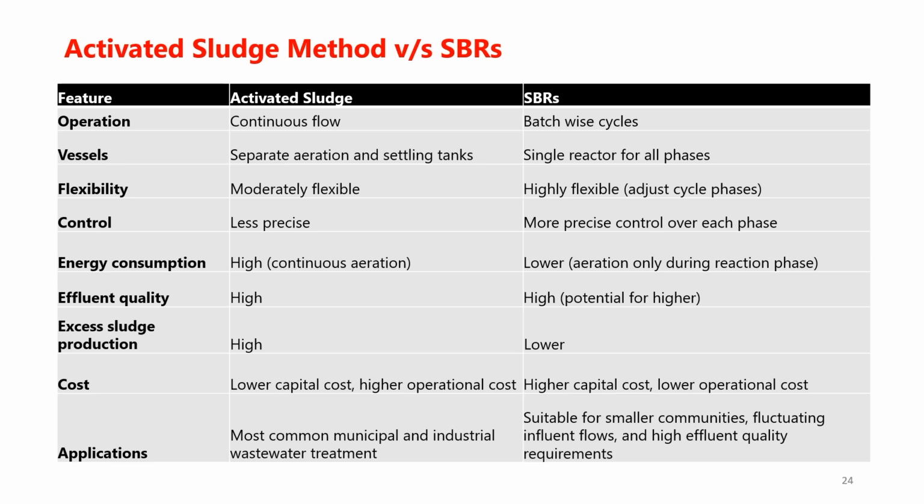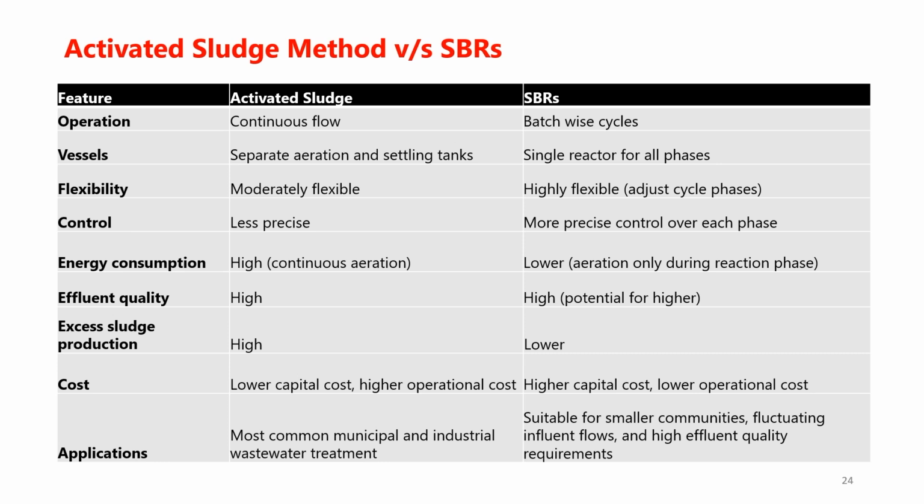Then excess sludge production is very high in the case of activated sludge, but it is comparatively lower in the case of SBRs. From the point of view of cost, activated sludge requires lower capital cost, but higher operational cost because of the continuous need for energy. SBR has a higher capital cost, but lower operational cost.